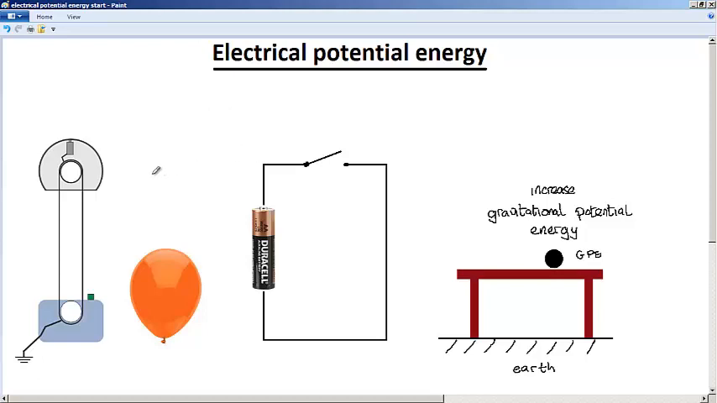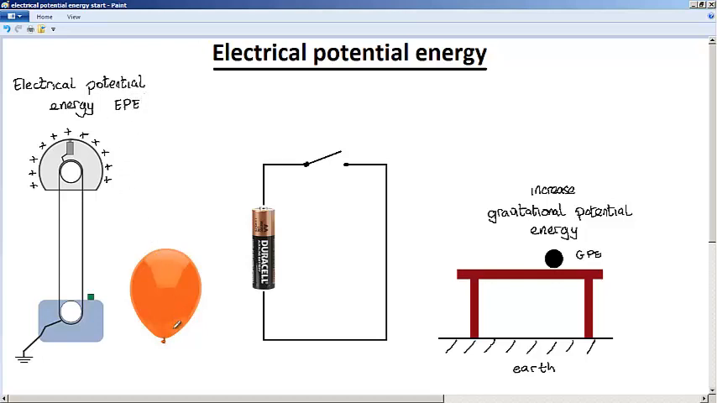Now, a device that does just that is the Van de Graaff generator. When I turn this on, the belt spins around here and causes positive charges to accumulate on the Van de Graaff dome. Now, what I'm doing is bringing positive charges close to each other, and as a result of that, I increase the electrical potential energy of the dome. We can call that the EPE.